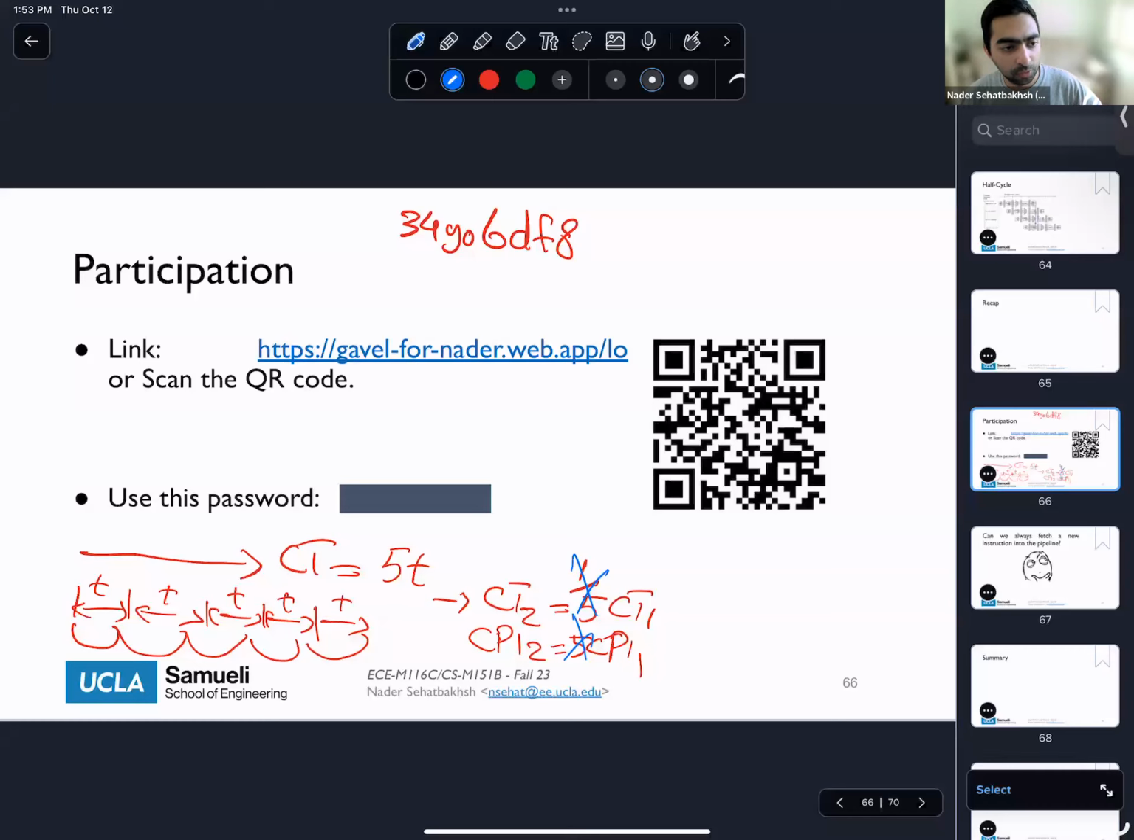So somebody asked why CPI is equal to 5. The CPI is equal to 5 because now it takes 5 cycles for one instruction to finish, because it has to start from the first, then go to the next, and next, and next, and next. So it takes 5 cycles per instruction to finish this activity. So that's why CPI is equal to 5. Okay?